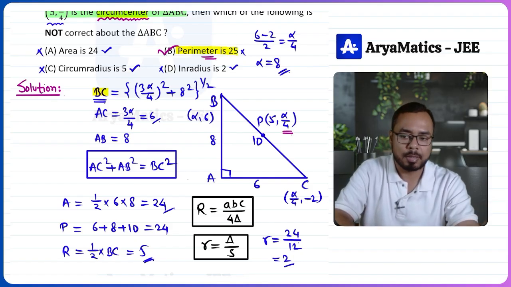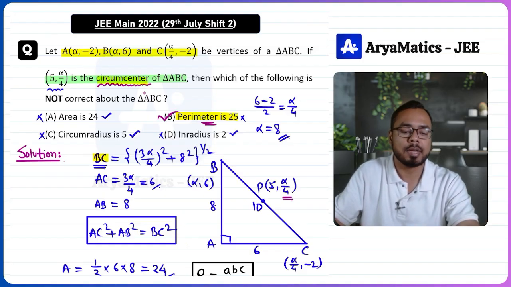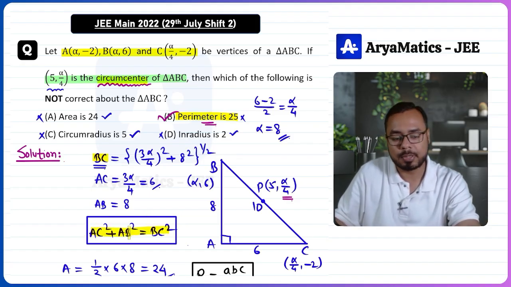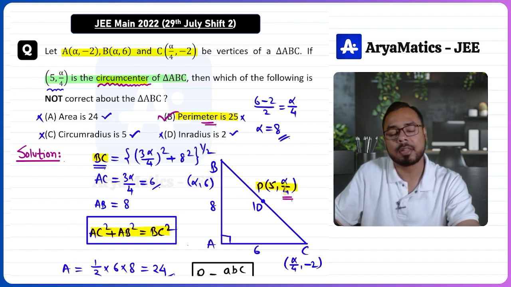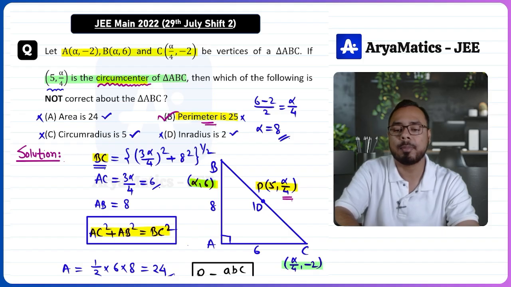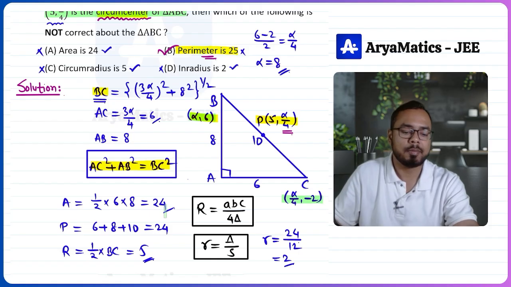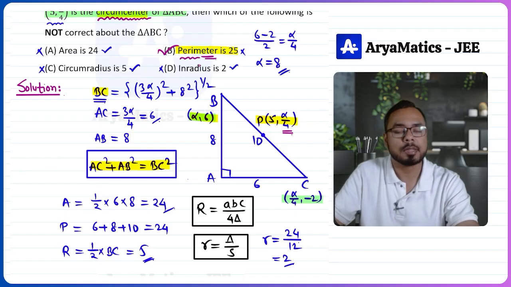I'll quickly summarize this problem. Whenever the problem involves circumcenter or orthocenter, always check the type of triangle, because once you have either a right angle triangle or an equilateral triangle, then the problem becomes very easy, right? In this case, it was a right angle triangle. So directly we got the circumcenter, the midpoint of the hypotenuse, right? These two points were the endpoints of the hypotenuse. So using the midpoint formula, we got alpha. Once we have alpha, we have the three sides of the triangle, and then we can calculate everything related with the triangle. So for this problem, the correct answer is option B.